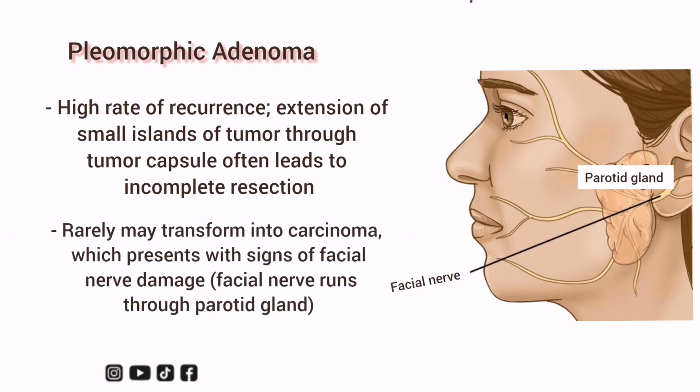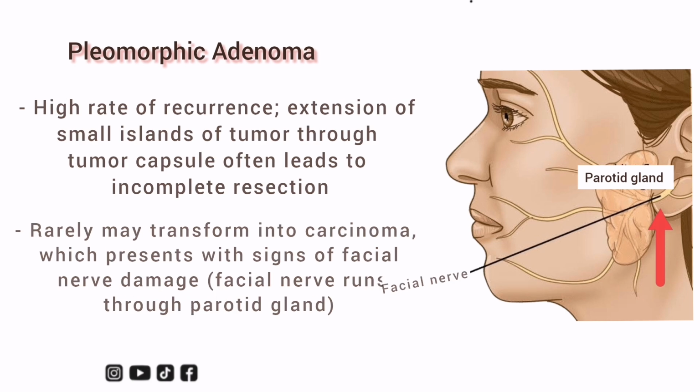Rarely may transform into the carcinoma, which presents with the signs of the facial nerve damage. Facial nerve runs through the parotid gland. So this is super high yield. If there is the involvement of the facial nerve or the signs and symptoms of the facial nerve paralysis or the problem of the facial nerve, so you should think about the metastasis or the malignancy in this case.